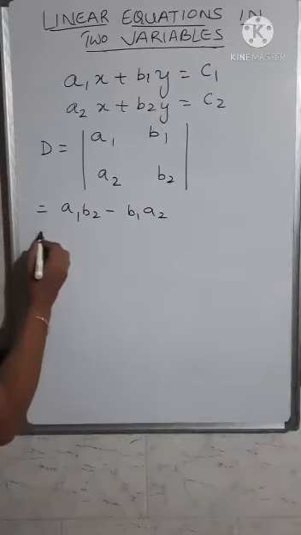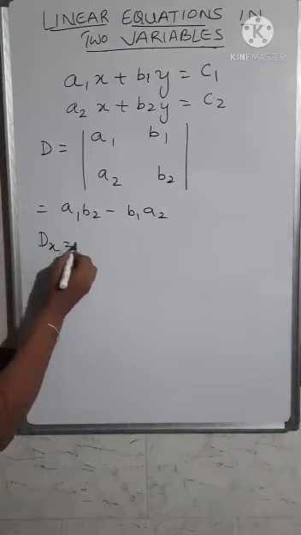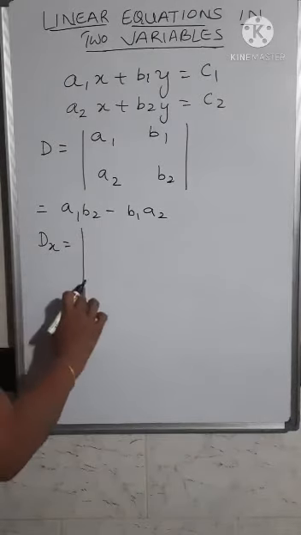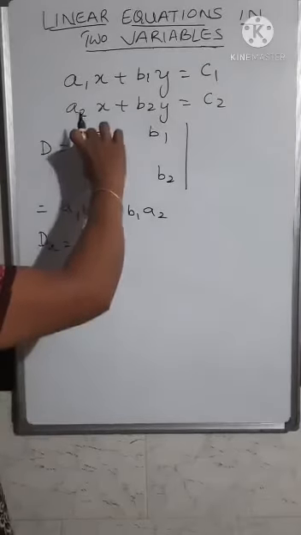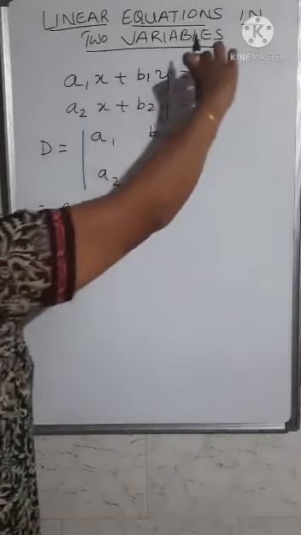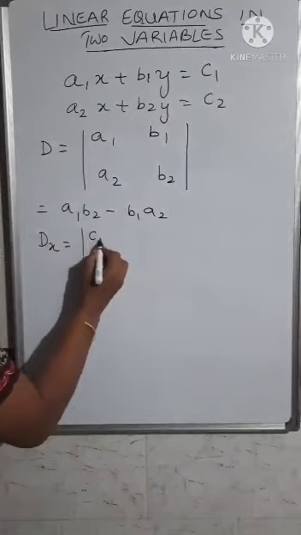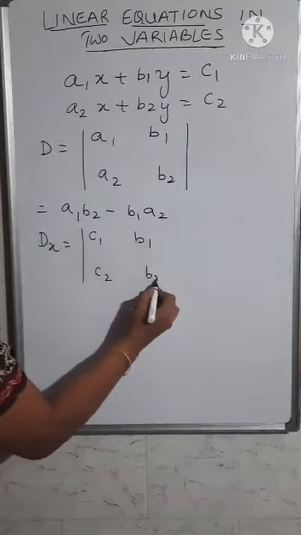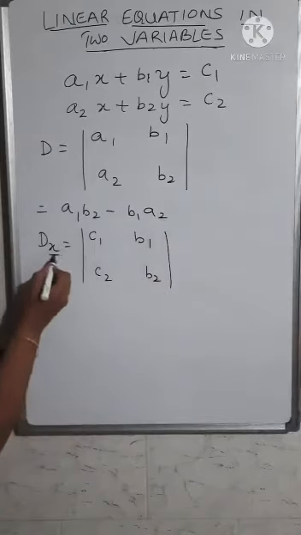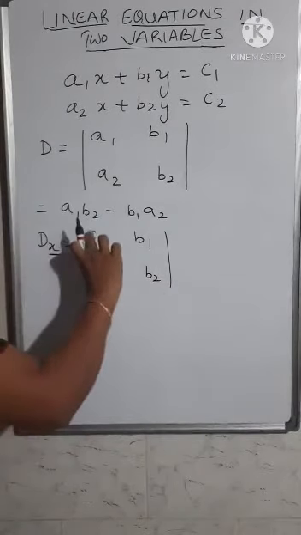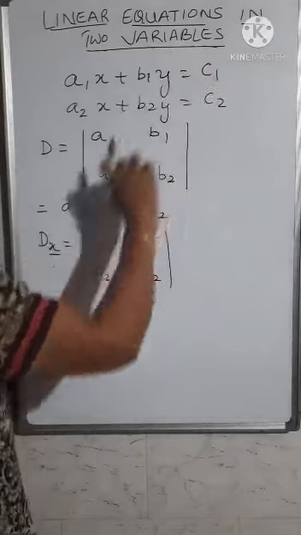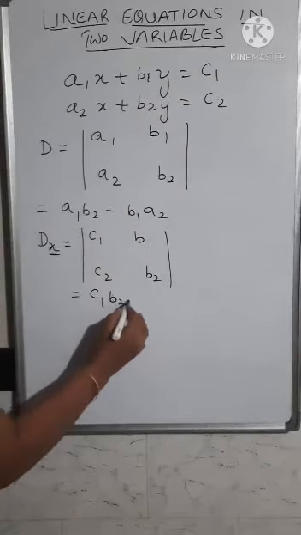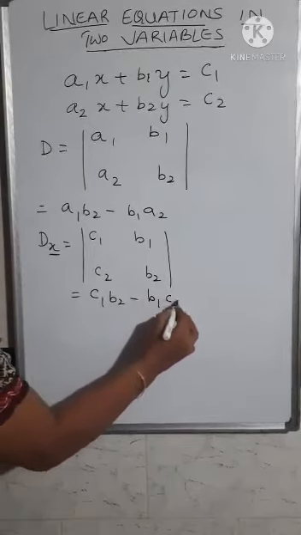The next thing is to find the value of Dx. To find Dx, you first replace the coefficients of x by the constants. So here you get c1, c2, and b1, b2 as they are. When finding Dx, replace the coefficients of x by the constants. Now this will be equal to c1 b2 minus b1 c2.